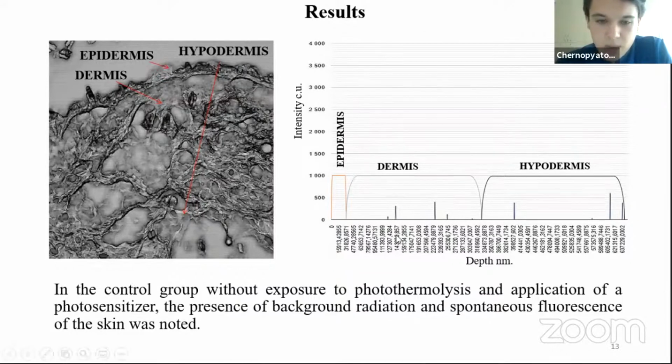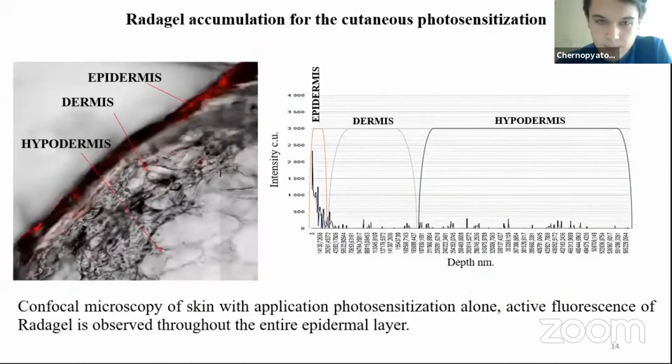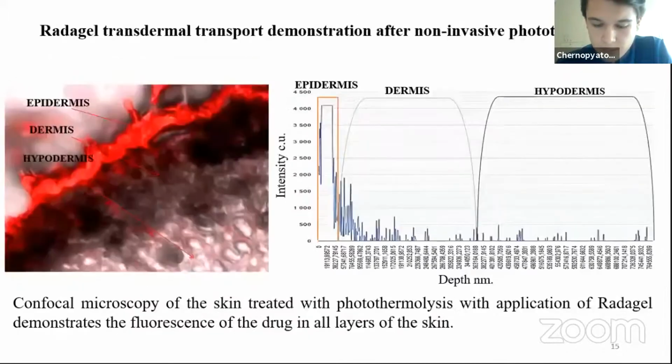Results. In the control group, without exposure to photothermolysis and application of photosensitizers, the presence of background radiation and spontaneous fluorescence of the skin was noted. On confocal microscopy of skin with the photosensitizer application alone, active Radachlorin fluorescence is observed throughout the entire epidermal layer. Microscopy of the skin treated with photothermolysis with application of Radachlorin demonstrates the fluorescence of the drug in all layers of the skin and its structures, including hair follicles and sebaceous glands.